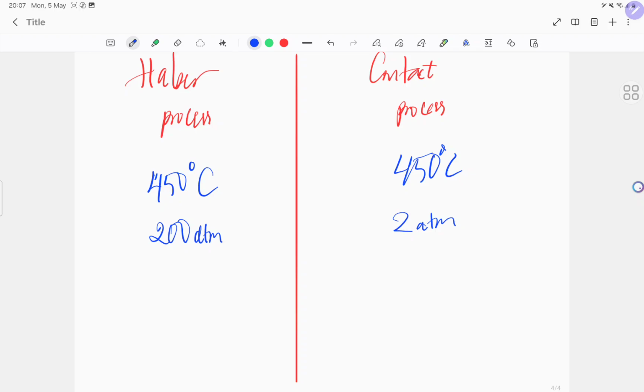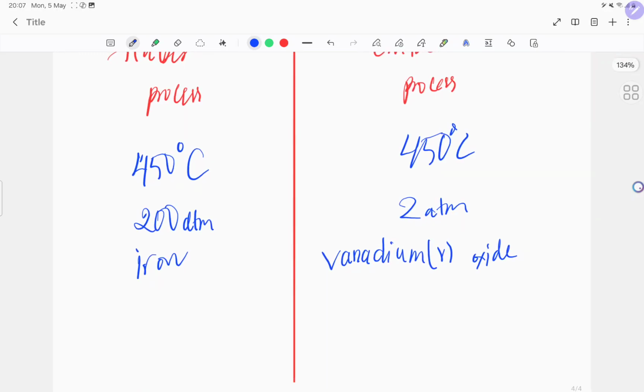So the catalyst, what is it? Iron catalyst for the Haber process? Yeah. And for this one, it's vanadium oxide. That's correct, vanadium(V) oxide.